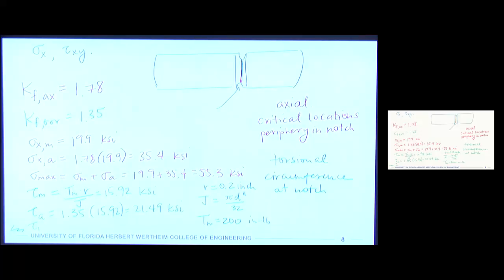And then we can also calculate the max by doing the mean plus the amplitude. And we come out with 37.4 KSI. Okay. So this would be kind of the starting point of some of our prior problems.